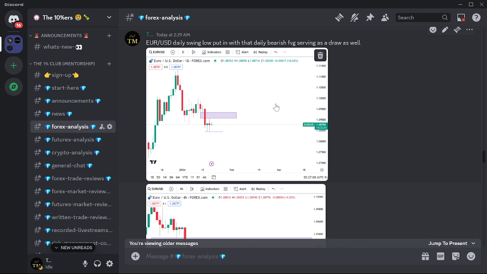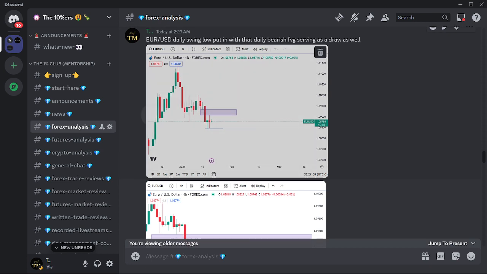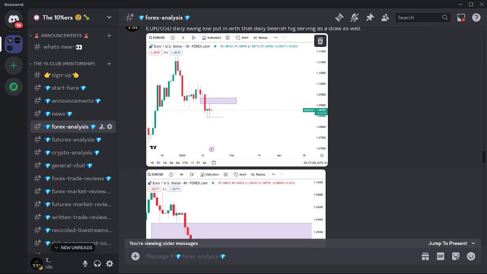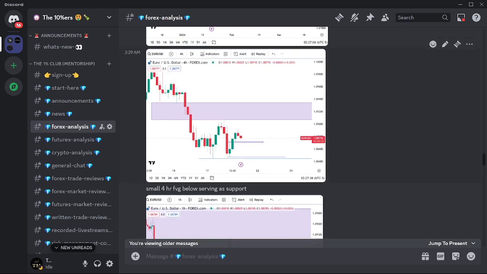So now back to what I was saying. We're in the Forex analysis section here, and the very first thing that I said this morning on Euro USD was: daily swing low put in, with that daily bearish fair value gap serving as a draw as well. So we got the swing low. It recently took out higher time frame sell side, and we put in the swing low. Whenever we have the signature, we understand that that third candle is going to serve as like a magnet for price. It's going to be a draw on liquidity. And then we got the imbalance assisting it as well. Now the 4-hour chart. I said we have a small 4-hour fair value gap below serving as support right there.